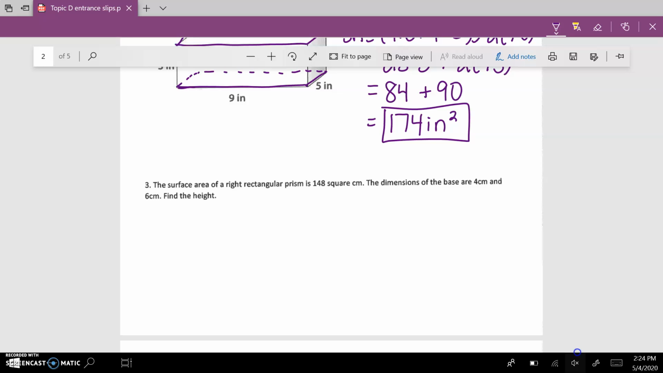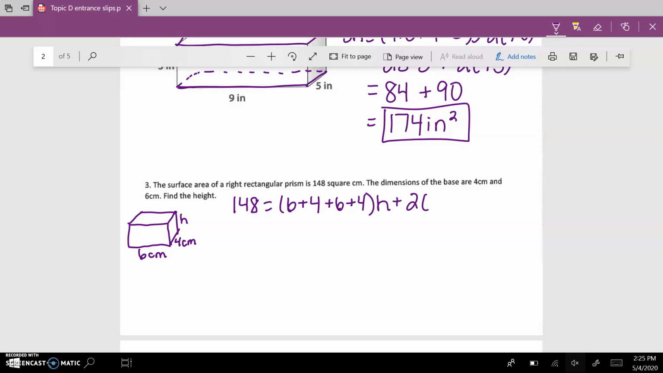Find the height. So some of you might like to draw a little picture, if you're good at drawing 3D shapes or if you just enjoy doing it. So the base is 6 centimeters by 4 centimeters, and we are looking for this height. So the entire surface area equals 148, and then we can do the perimeter of the base part, which would be the 6 plus 4 plus 6 plus 4 times the height we don't know, plus 2 times the area of the base, which would be 6 times 4.